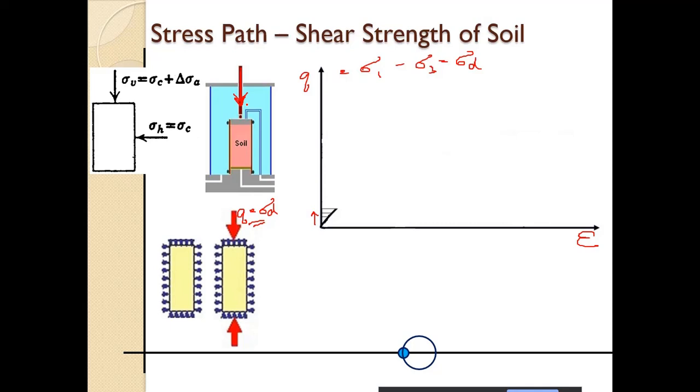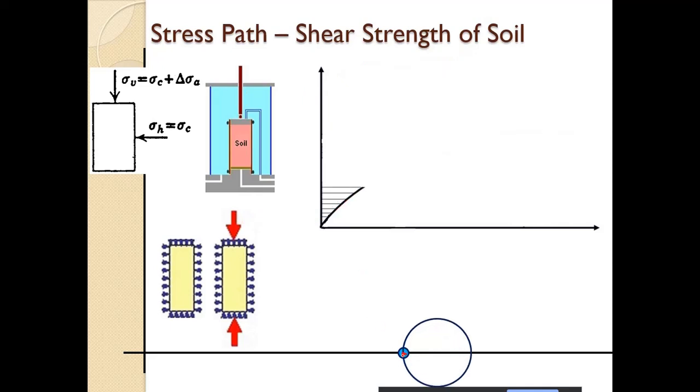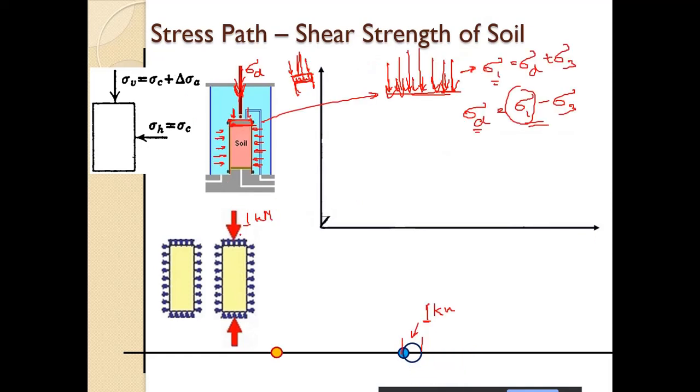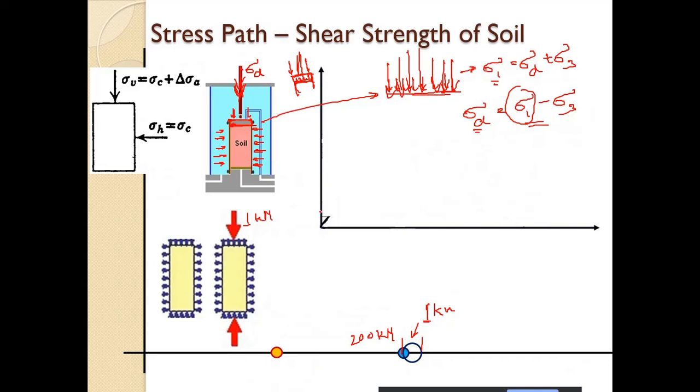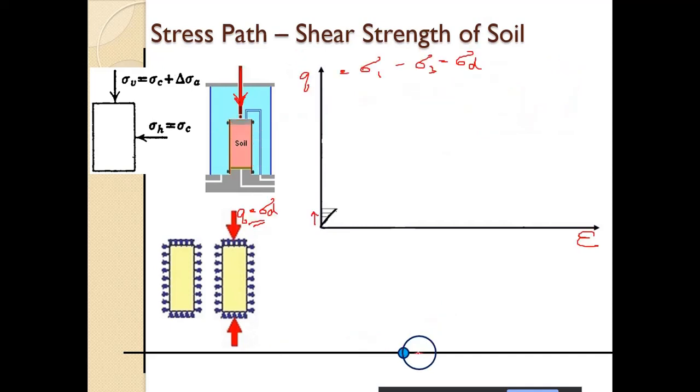Okay, so as we go on increasing this load, cell pressure remains constant. Suppose we have applied 200 kilonewton cell pressure. So sigma 3 is remaining constant. And as we apply this deviatoric load and go on increasing it, the diameter of the Mohr circle goes on increasing.